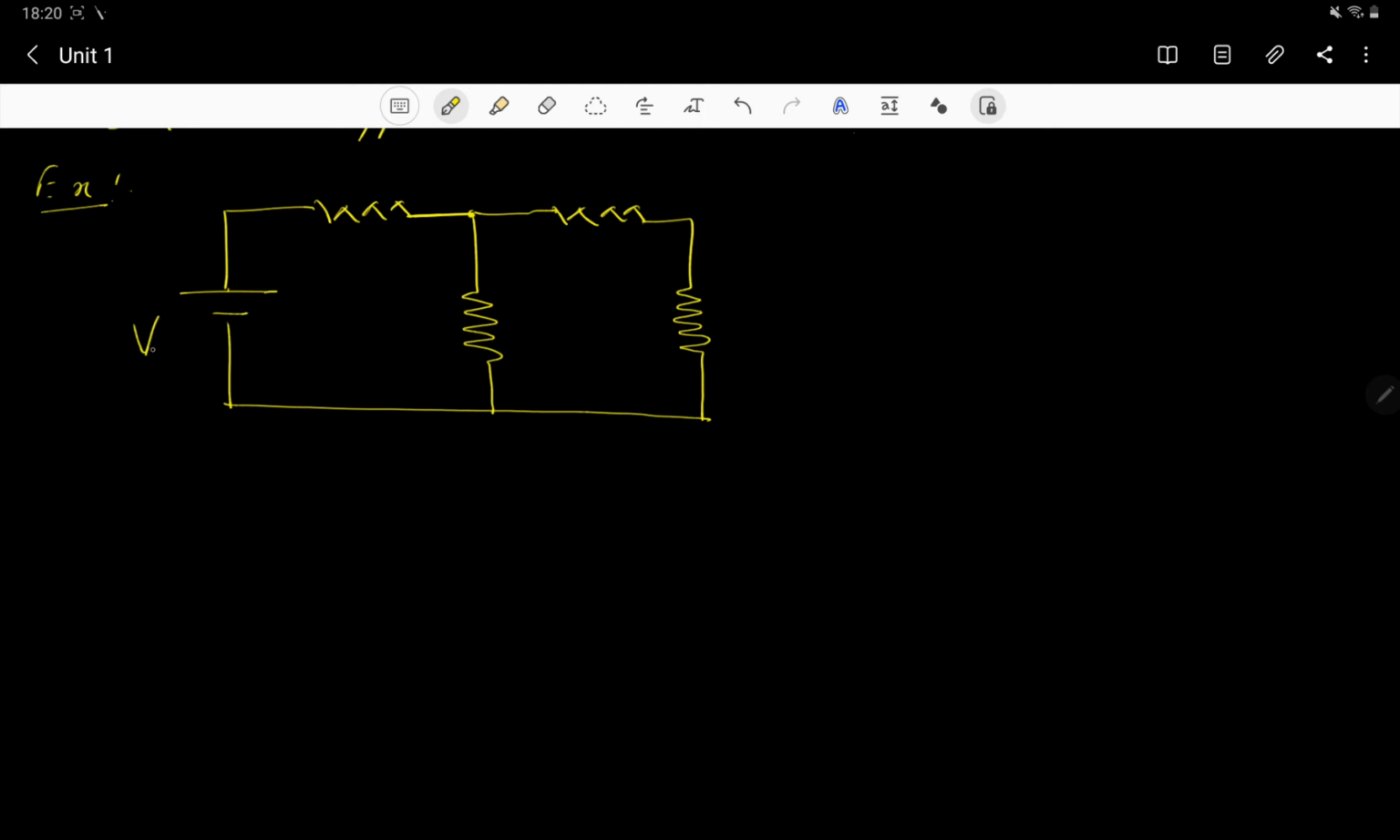So this voltage source is of 20 volts. This is your R1, which is of 10 ohms. This is R2, again of 10 ohms. This is R3, similarly of 10 ohms. And this was your terminals AB, across which we need to find out the voltage and the current by using Norton's theorem.